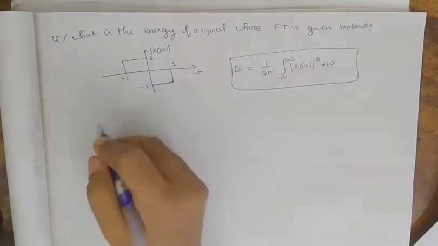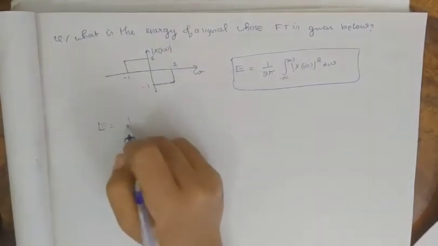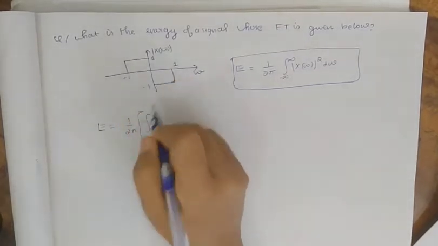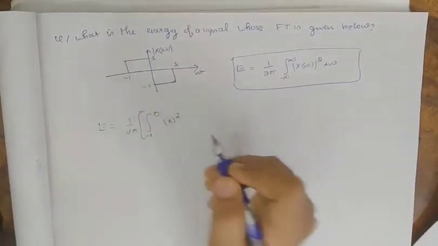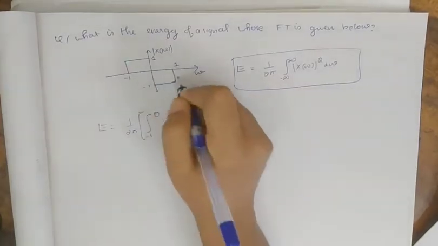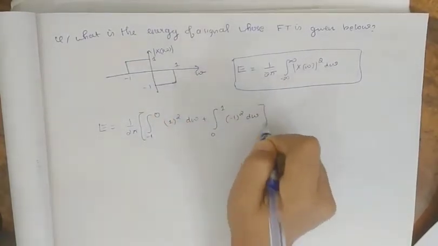Okay, so we'll substitute these in this equation. We'll get 1 by 2 pi integral minus 1 to 0, right? Minus 1 to 0, it is 1. So it will be 1 the whole square d omega plus integral from 0 to 1, it is minus 1 the whole square d omega, right?